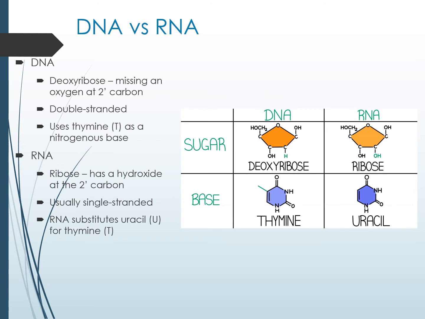As a reminder, DNA is a double-stranded molecule, has a pentose sugar known as deoxyribose, which is lacking one oxygen at the 2' carbon, and it has a nitrogenous base known as thymine. While RNA is single-stranded, has a pentose sugar called ribose, and does not use thymine, but rather uracil as one of its nitrogenous bases.